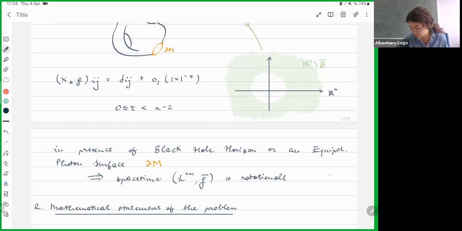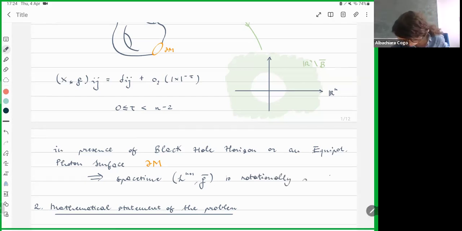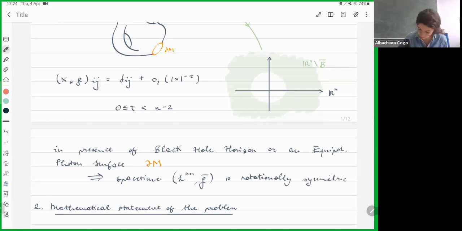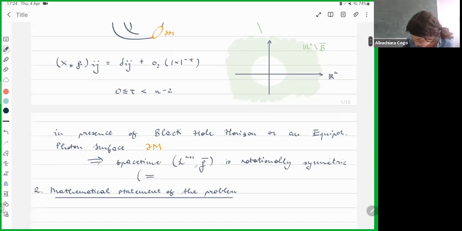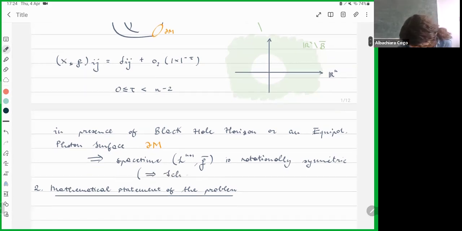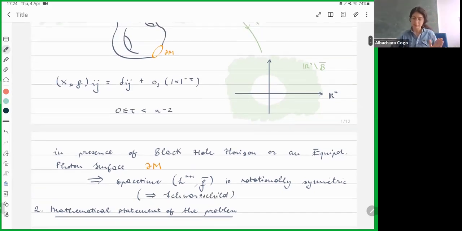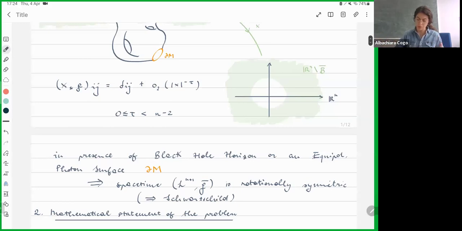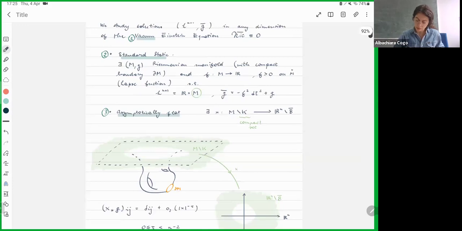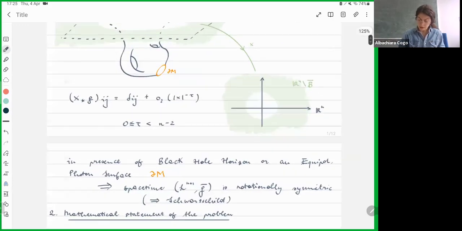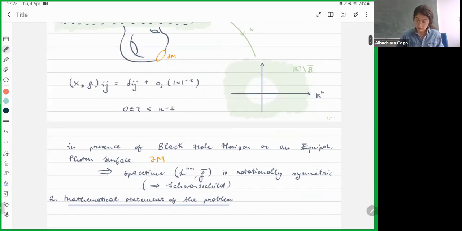So we have a sort of super strong rigidity statement. And in particular, I'm going to mention it later, this means that the manifold is the Schwarzschild spacetime. Okay, so this is verbally what we want to prove. Under this strict condition that I mentioned before, and in presence of objects like a black hole horizon or equipotential photon surface, we have rotational symmetry.